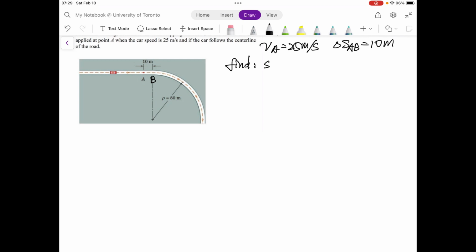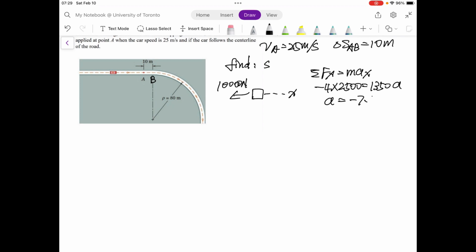As we can see, from A to B is a rectilinear motion. Let's do a free body diagram. Here's our x direction. It has a force of 10,000 newtons. So we can see the force in x direction is equal to ma, and -4 times 2,500 is equal to 1,350 a. The acceleration is equal to negative 7.407 meter per second square.